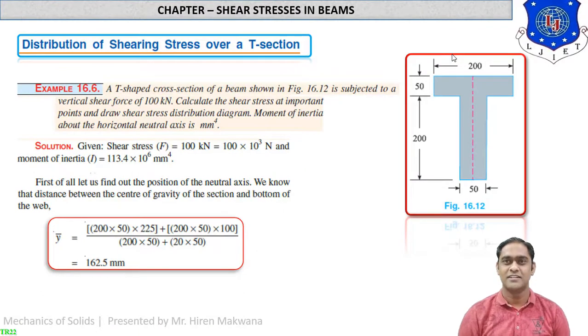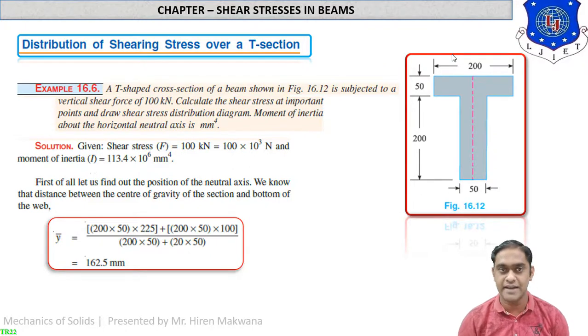Hello students, this is our lecture number 57 and today we will complete this chapter also. We will discuss some numericals on shear stresses on the beams and we will also draw the shear stress distribution diagram. How the shear stress can be calculated at different layers. We will check it right now.